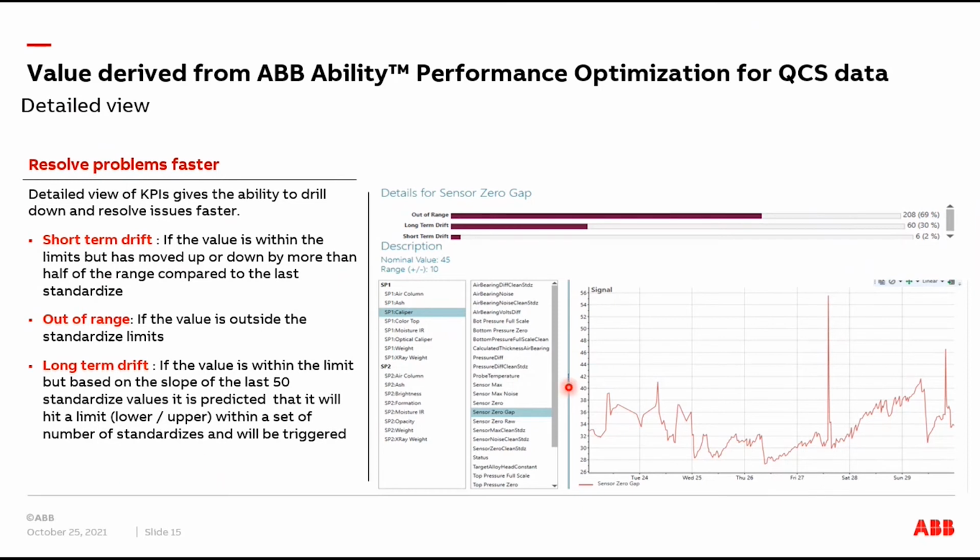So as you can see, the long-term drift is 60 and the value is 30%. So 30% signifies that it's going to hit the limit in the next 60 standard rises. If the value is 60%, it signifies that it will hit the limit in the next 45 standard rises. If you have a long-term drift KPI of 100%, then it signifies that it's going to hit the limit within the next 15 to 20 standard rises.